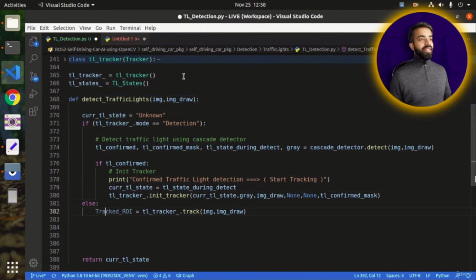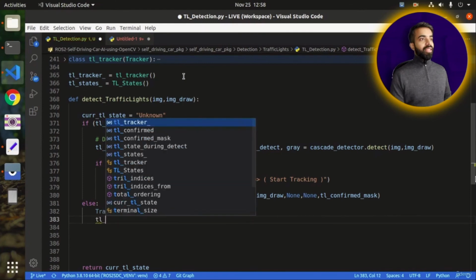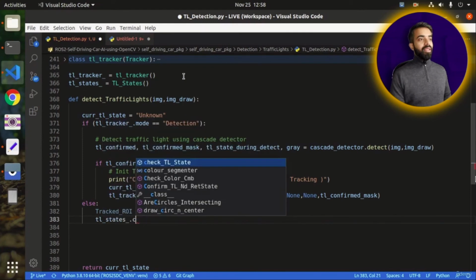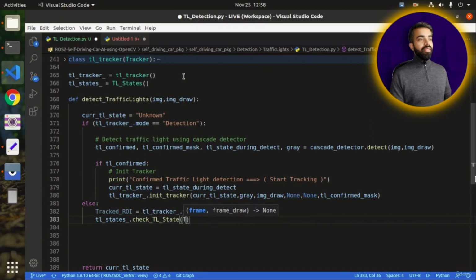Once we have created this object, after we have tracked the region of interest, we can now call this TL states object and call its function of check traffic light state. This takes in the track region of interest as a frame, because this is the region which is used to check the traffic light state or update the traffic light state, and then pass in the image draw as a frame to draw. Once we have done this, the traffic light state has been updated by this particular function by checking it inside the track region of interest.